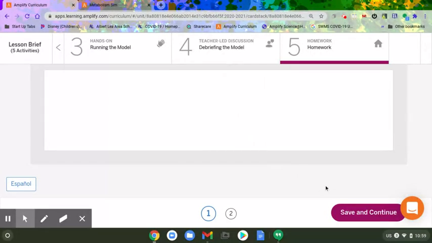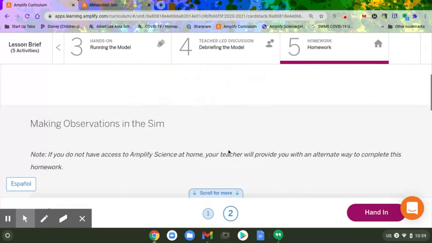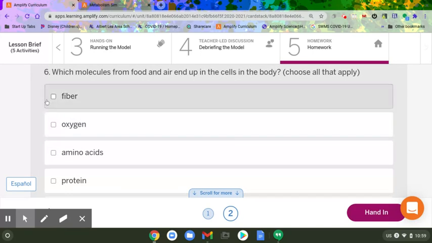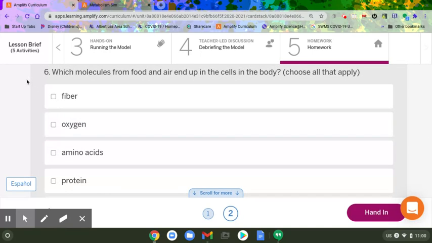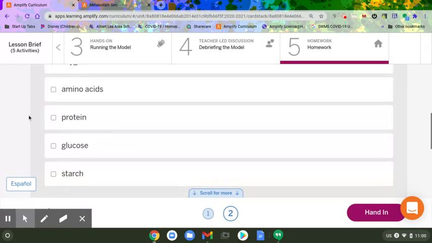So as you move through this, and if you're like, oh, I'm going to go do work on something else, make sure you hit the save and continue button, okay, before you go off and do something else. All right. There is a second page, so make sure that you do answer those questions as well. I think you could answer number 6 today. You know already which molecules from the food and air end up in the cells in the body. You just had a test on this. You know which ones it is, so make sure you check off the ones that you need to.